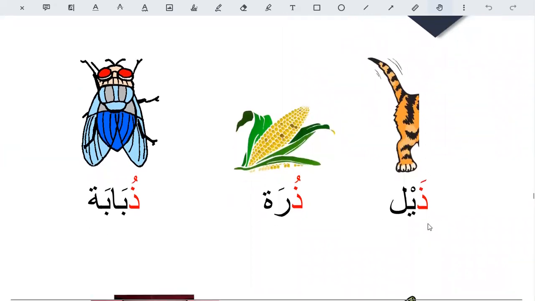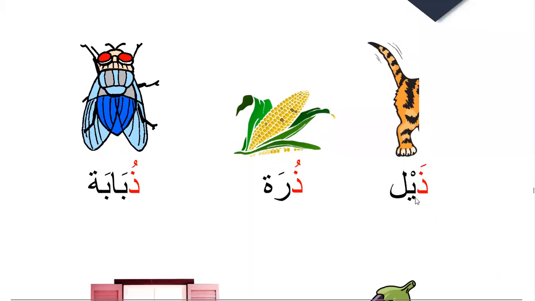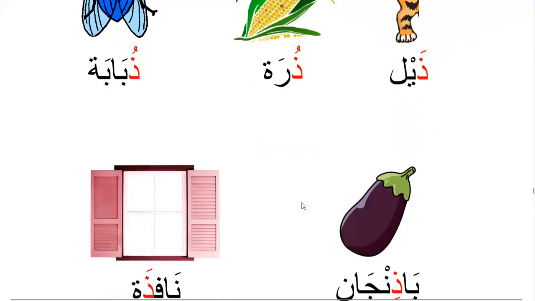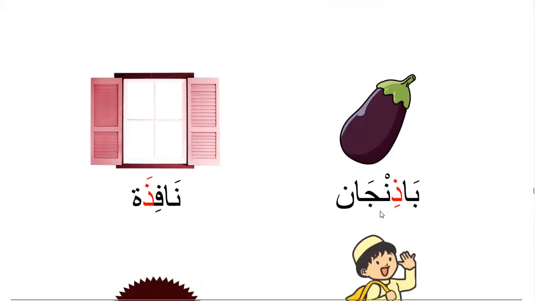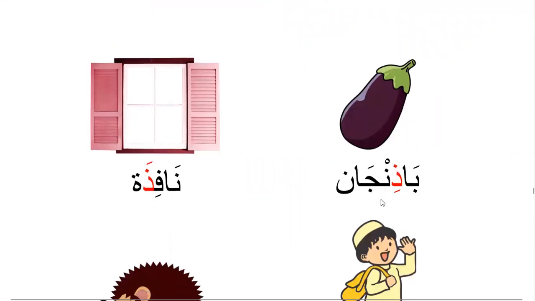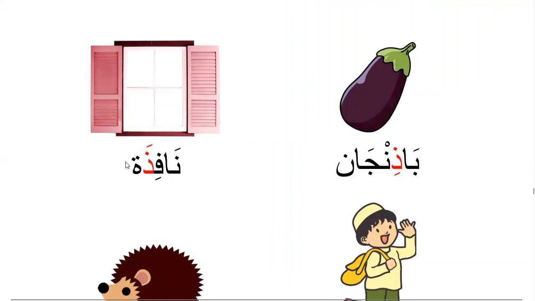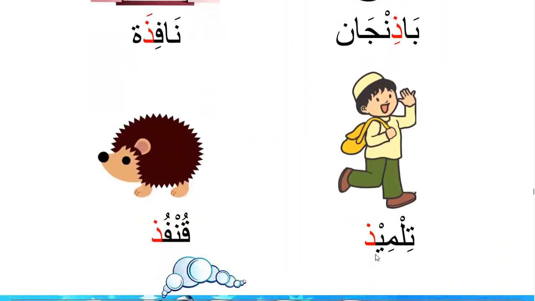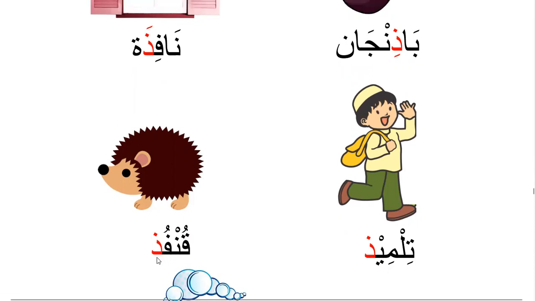Now we have Zal. Zail. Zura. Zubaba. Bazinjan. Nafiza. Tilmiz. Kunfuz.